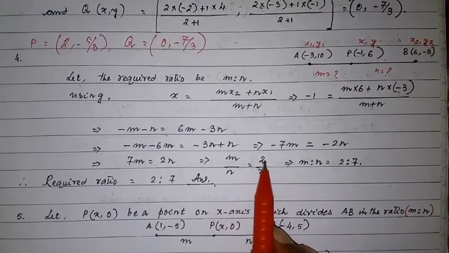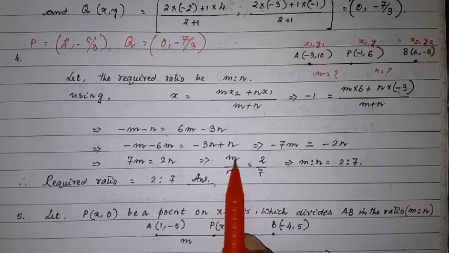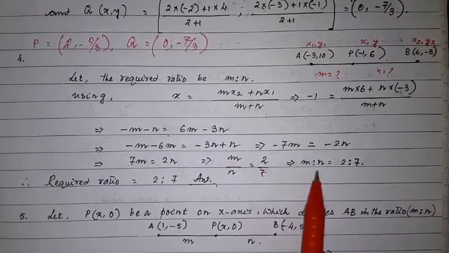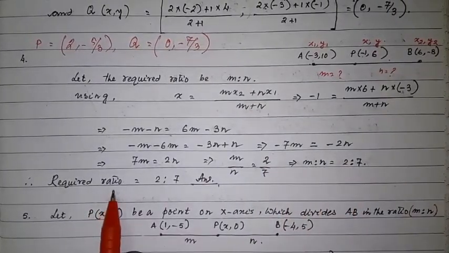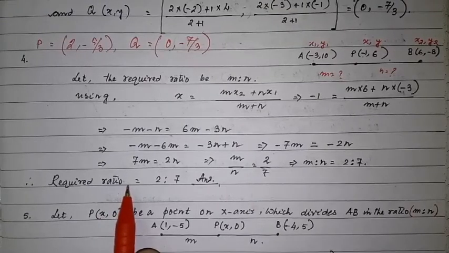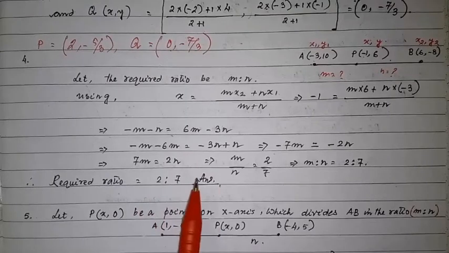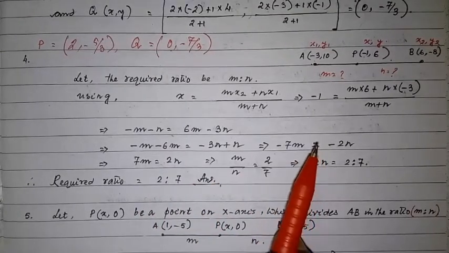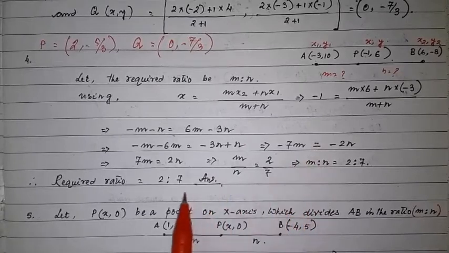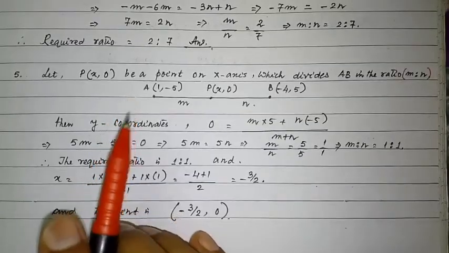Let us check this one, 2n, 7m. So 7m is equal to 2n. Therefore m by n, that is m is to n, is equal to 2 is to 7. Therefore, the required ratio at which the line segment AB is divided by the point P (minus 1, 6) is 2 is to 7. Now sum number 5.